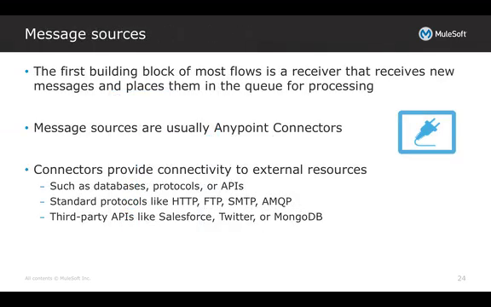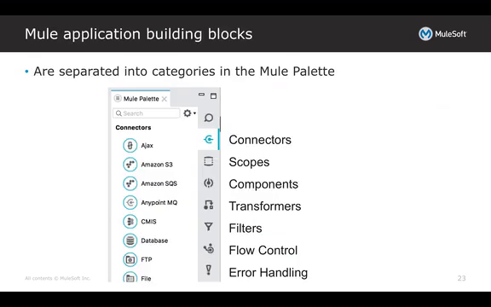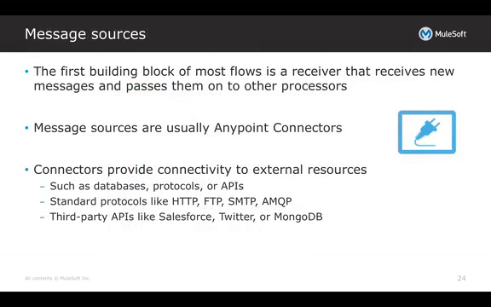One specific area inside of a Mule flow are the message sources. This is the first building block of most flows that will receive new messages and place them in a queue for processing. Message sources are usually Anypoint connectors. Connectors provide connectivity to external resources. This could be things like databases, protocols, or APIs. Standard protocols like HTTP, FTP, SMTP, or AMQP, or a third-party API call, calling out to things like Salesforce, Twitter, or MongoDB.